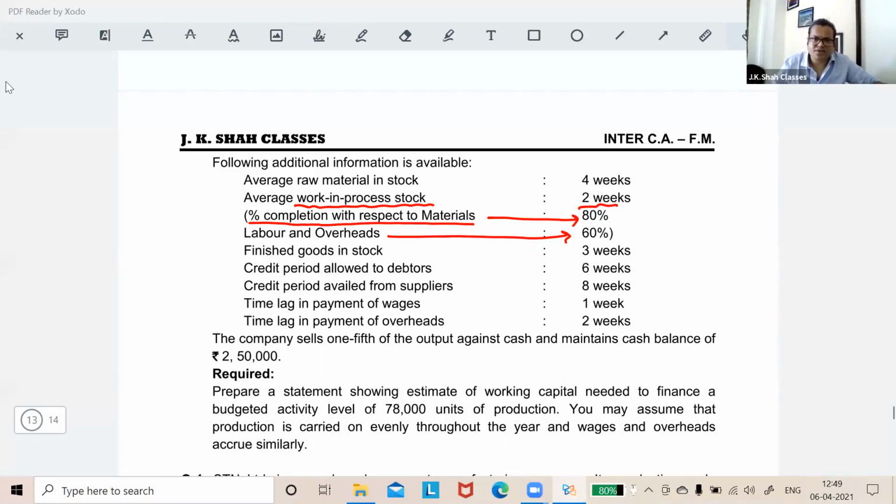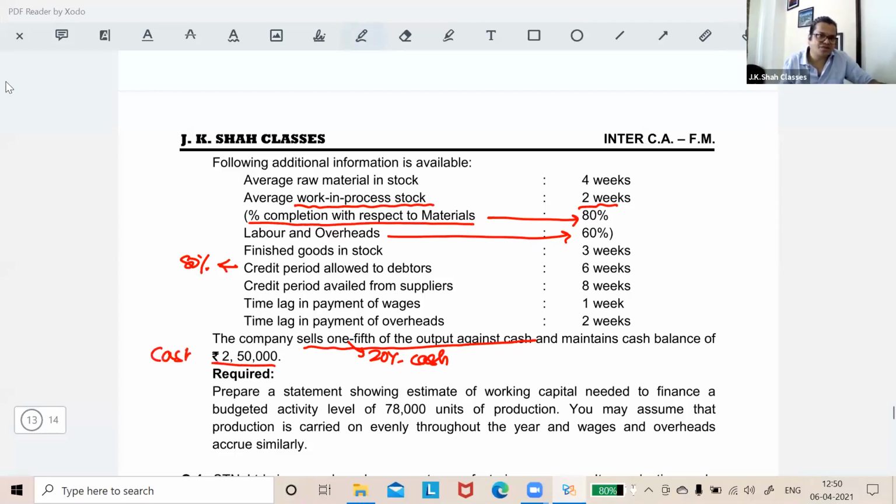Finished goods stock is 3 weeks, debtors is 6 weeks, suppliers is 8 weeks, outstanding wages 1 week, outstanding overheads 2 weeks. The company says 1/5 for cash. Guys, 1/5 means 20% is cash. So when you are calculating this data, what do you have to do? 80% credit sales, and a cash balance is required of 2,50,000.